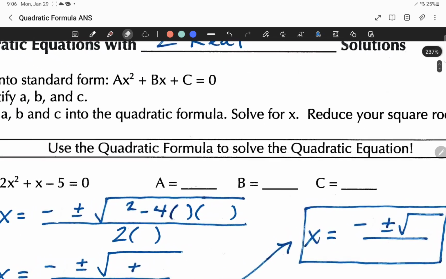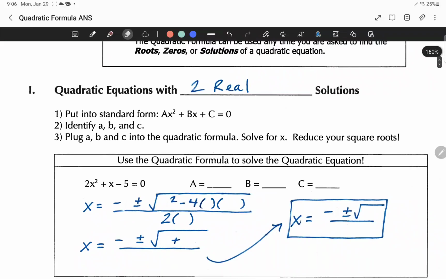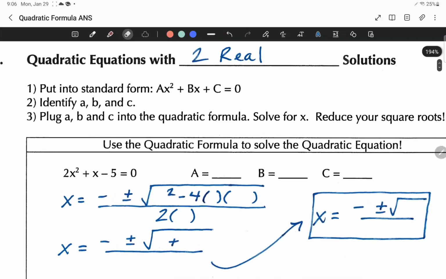So these are the steps that we're going to be following almost every time. You're going to put it into standard form. So if your equation's not in standard form, remember, standard form is right here. It has to be ax squared plus bx plus c equals 0. Remember, just like last week, we have to set it equal to 0 because we're looking for the zeros, alright? So that's the format, that's standard form.